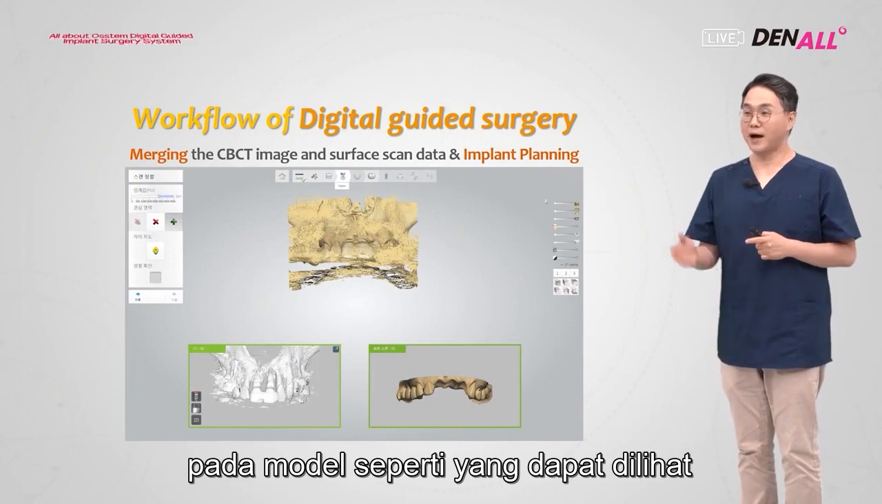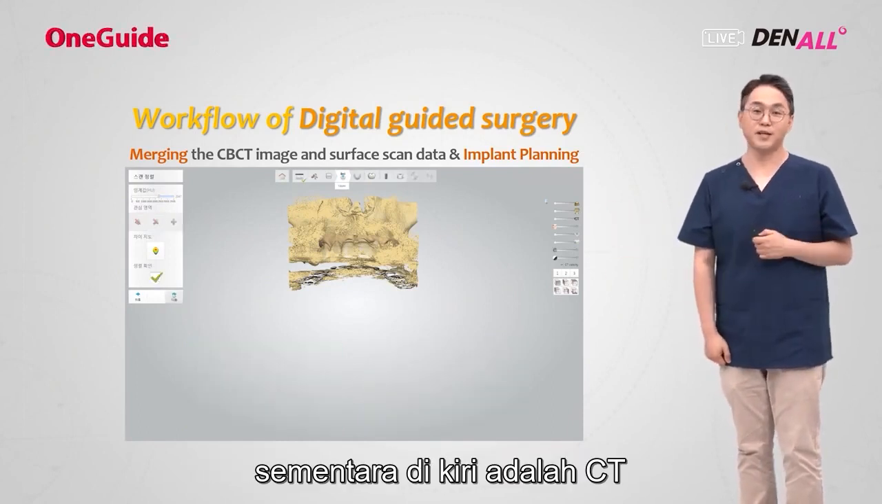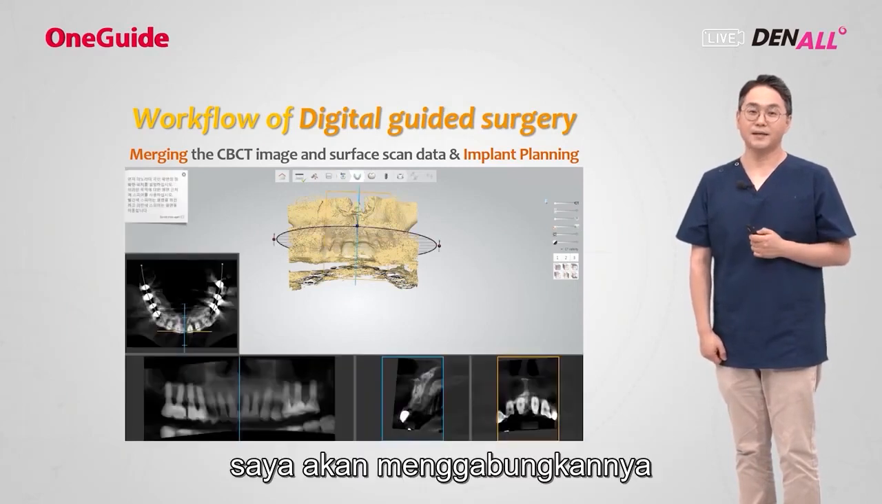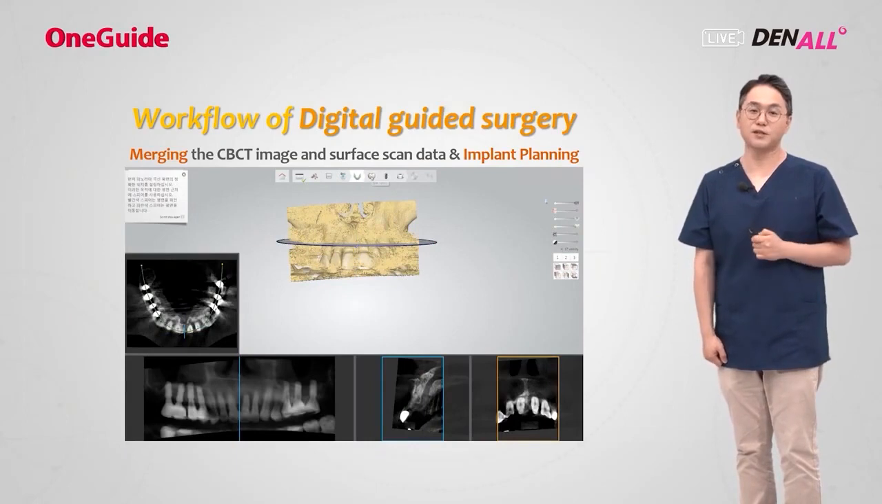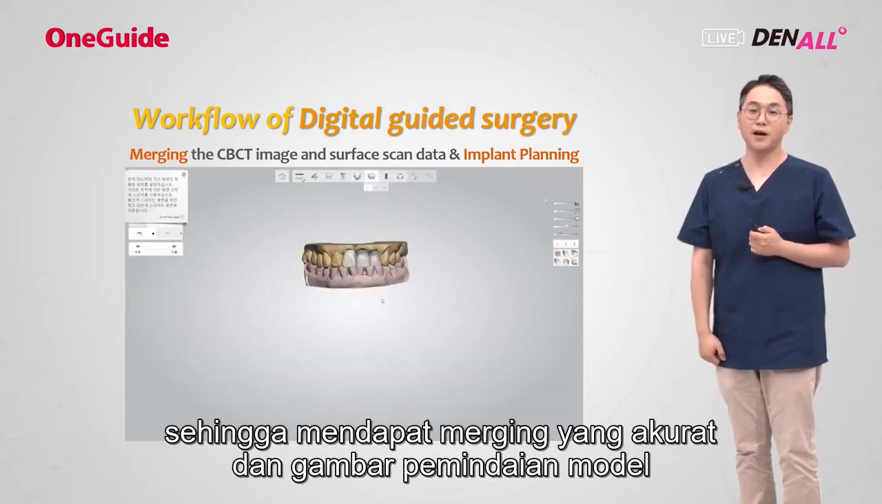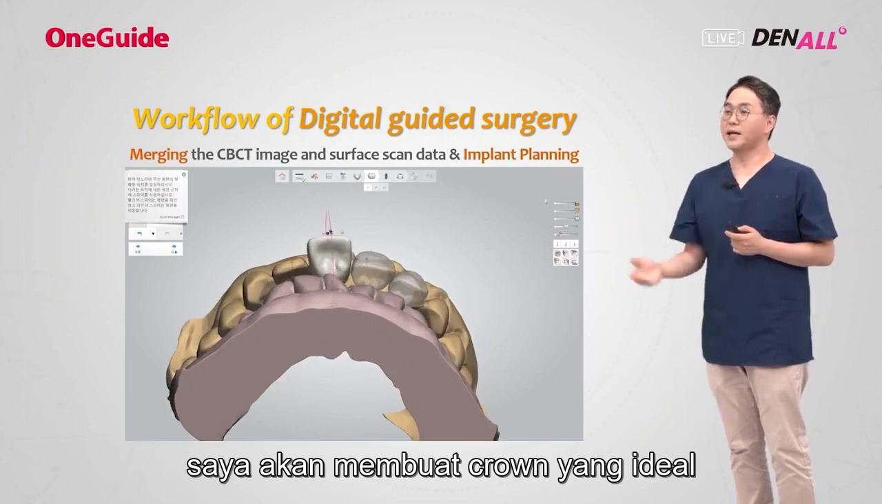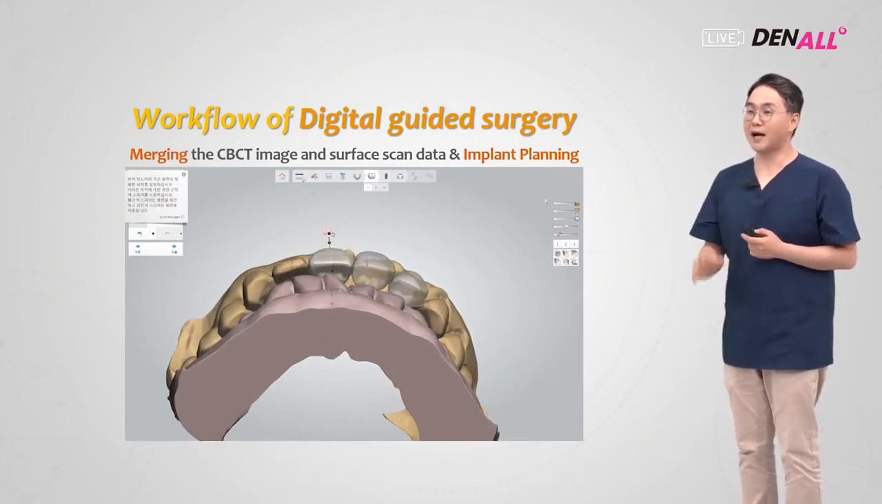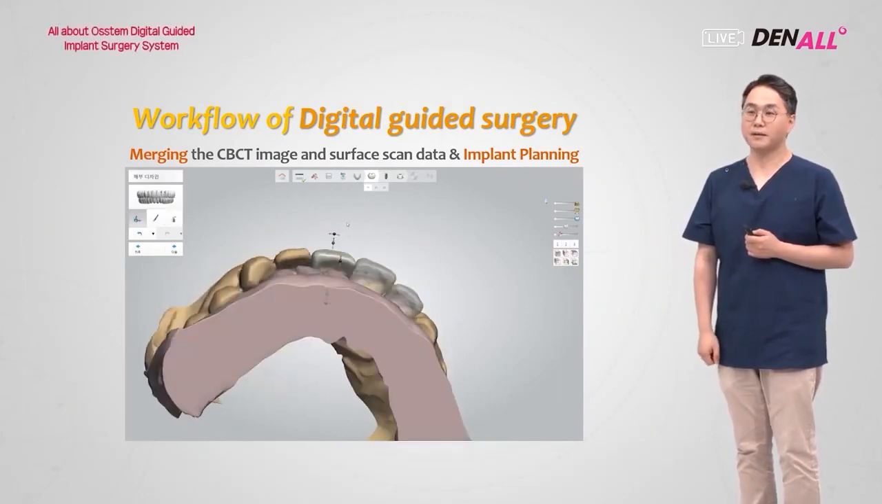On the model, as you can see, on the right is the model scan image, and on the left is the CT. I'm going to merge them. I'm going to superimpose the teeth and get accurate merging with the model scanned image. I'm going to design an ideal crown. Angle, size, and length can all be adjusted.